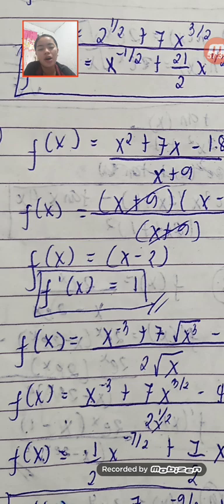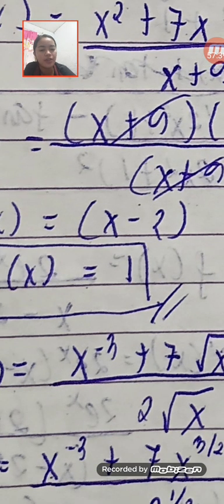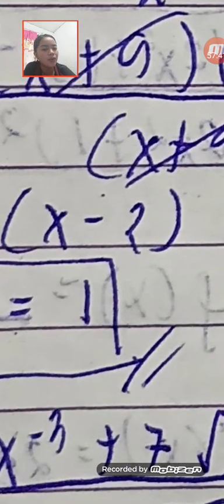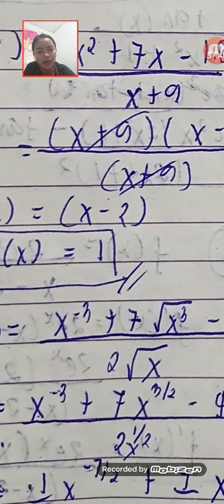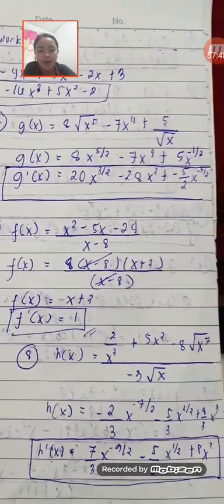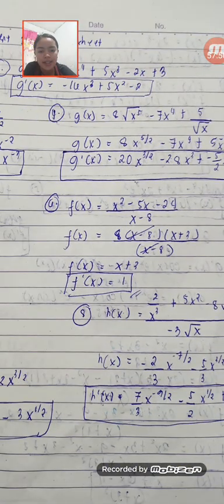So now it is easy for us to get the derivative of this one, because for x minus 2, the derivative is basically 1, because our constant will be 0 and our x will be 1, and 1 minus 0 is equal to 1. So that's why we come up with this answer. The same process goes for number 6.